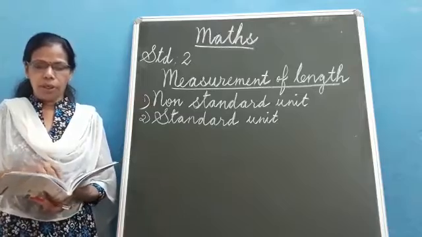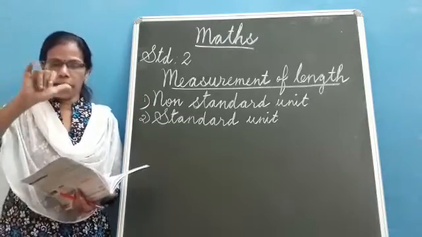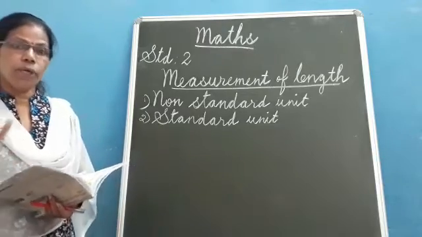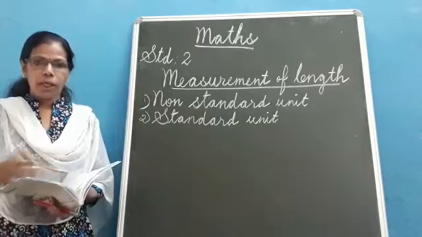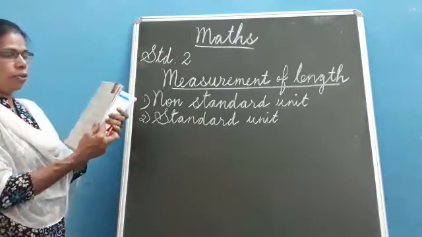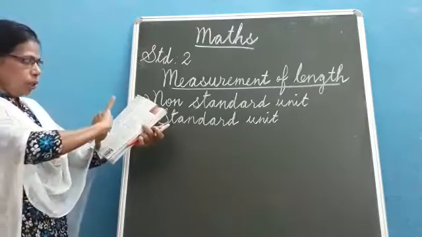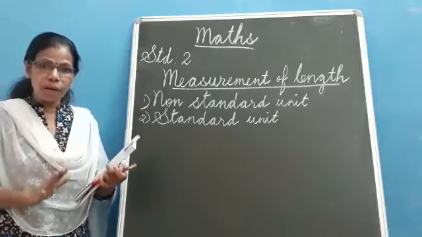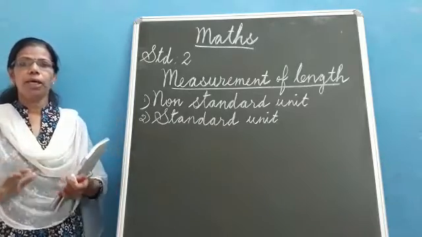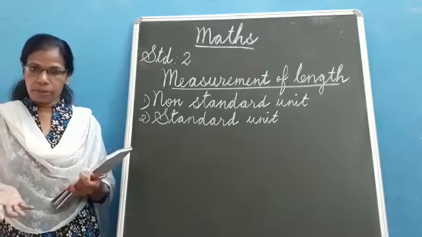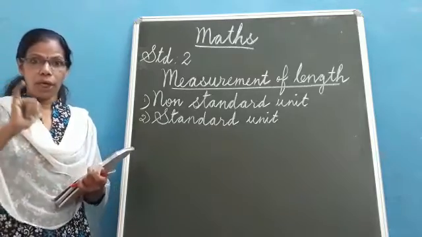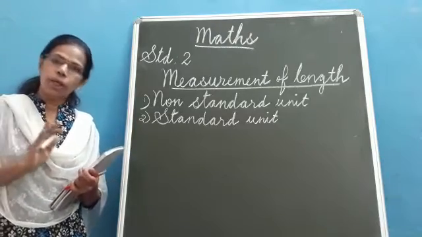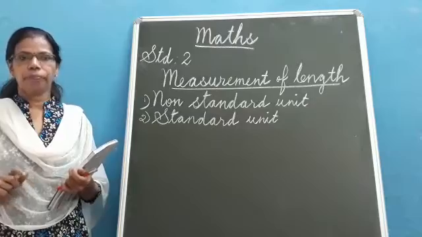For example, your handspan, your cubit, pace, etc. were used before. If you measure the length of your maths book with your handspan, and the same maths book, if your father measured with his handspan, the measurement will be different. Why? Your hand is smaller than your father's. So you will not get the same measurement.